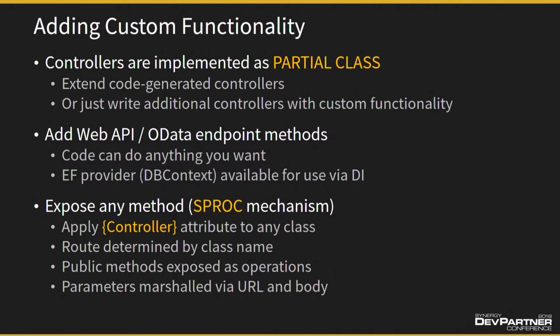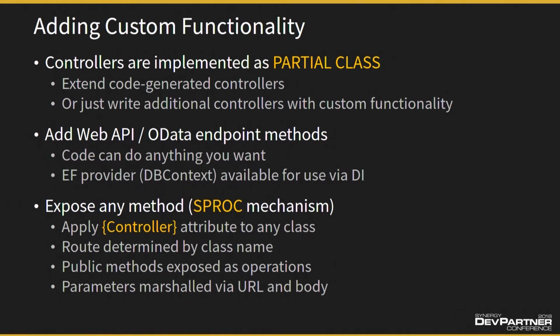All of our controllers are implemented as partial class. So you can simply create a second, third, fourth part of that partial class and start adding your own methods and your own operations and extend the controllers to do whatever you want them to do. So you might choose to add either Web API or OData endpoints through additional partial classes.